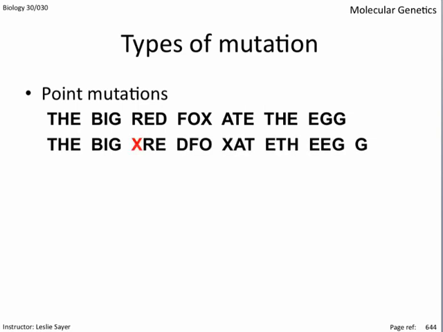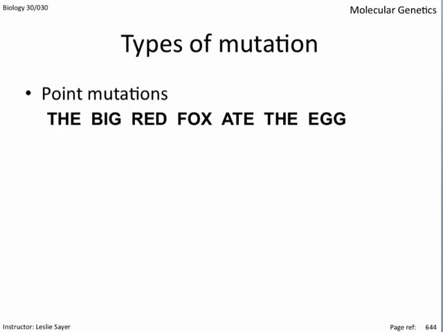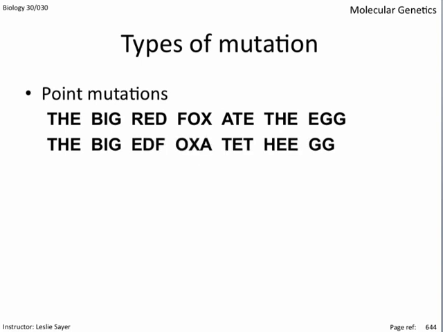Add in a nucleotide represented by the X, and the rest of the codon sequence is gibberish. A point mutation where a nucleotide is deleted yields a similar problem. Deleting the nucleotide represented by the R in red causes the rest of the sequence to jumble.